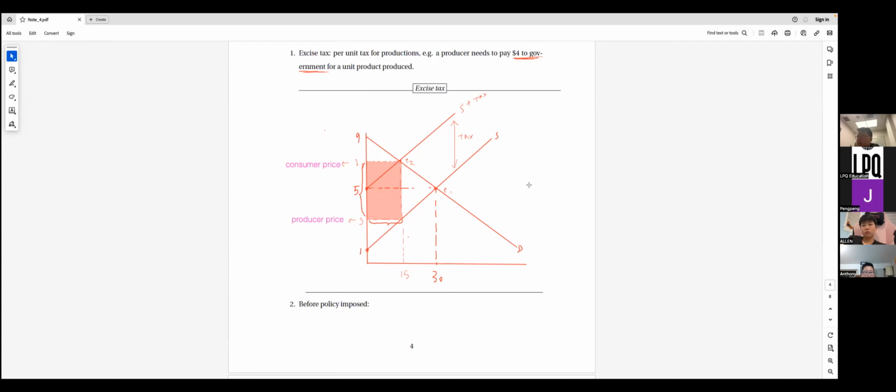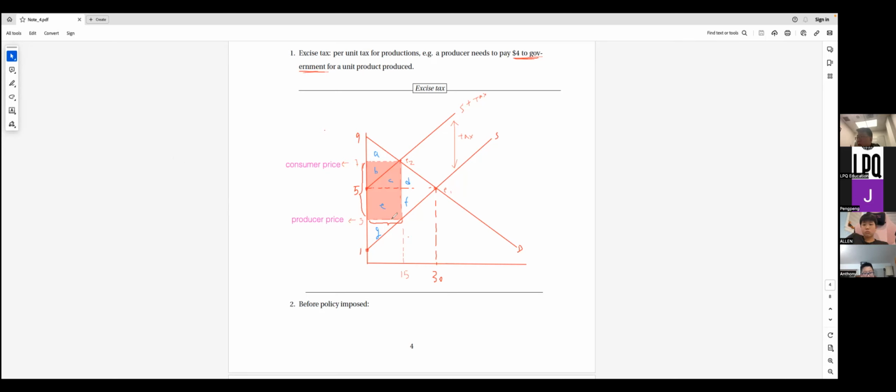And how big is this square area? $60, okay? So consumers and producers together pay $60 to government. It's called total tax revenue. And last week we also added some labels for these areas, right? So A, B, C, D, E, F, G. So total tax revenue equals BCE.